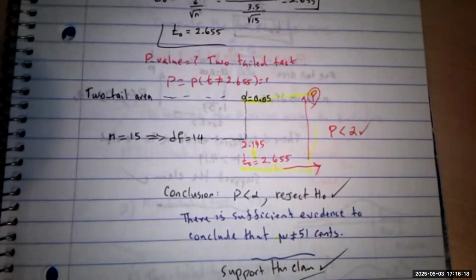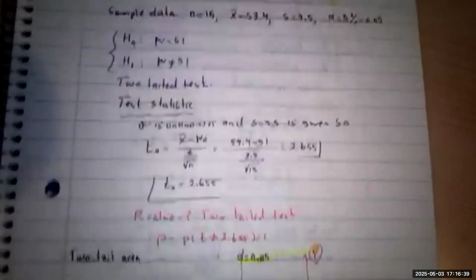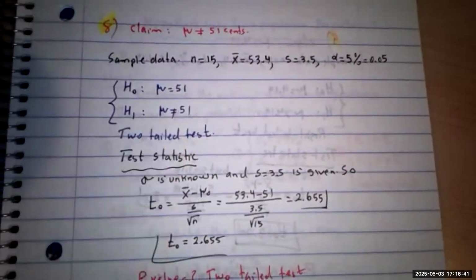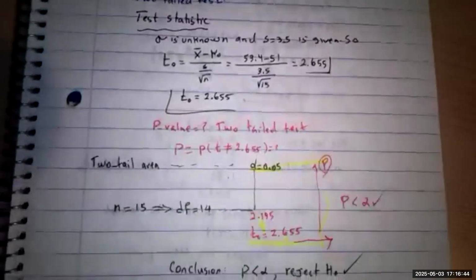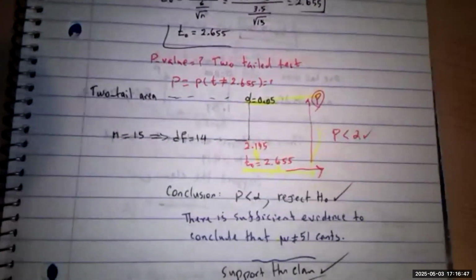If you reject the H naught, you are going to be in favor of the H1. So we say there is sufficient evidence to conclude that the H1, mu is not equal to 51, and then you support the claim. Okay? So when you reject the H naught, it means you are in favor of the H1. What is the H1? H1 is the claim. So there is sufficient evidence to conclude that mu is not equal to 51 cents. Then we support the claim.